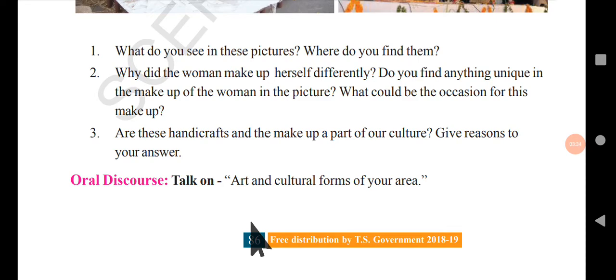Okay, so we have oral discourse, that is a talk on art and cultural forms of your area. So you have to speak about the art forms and the cultural forms which are there in your area. Okay, in your area in the sense, if not in your locality, you can speak about the art and culture which you have in your district or in your state, right?